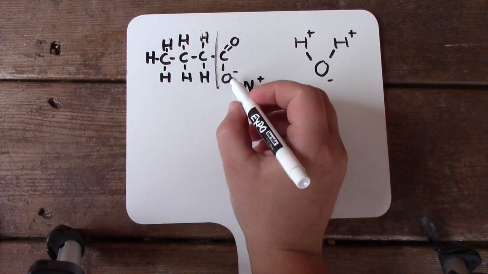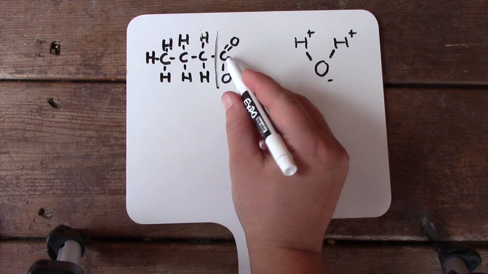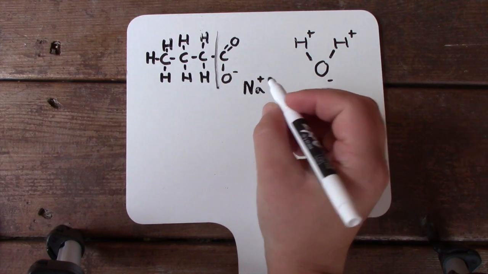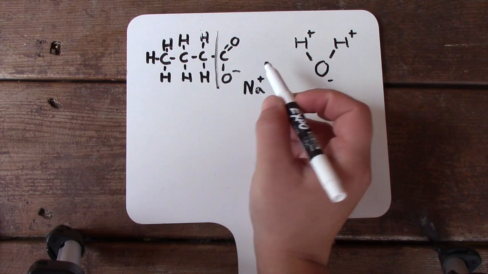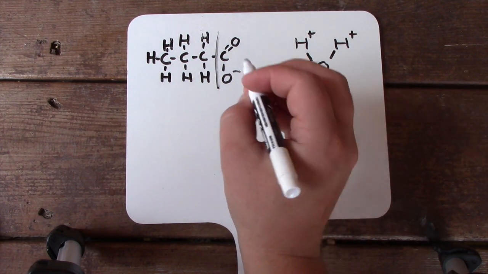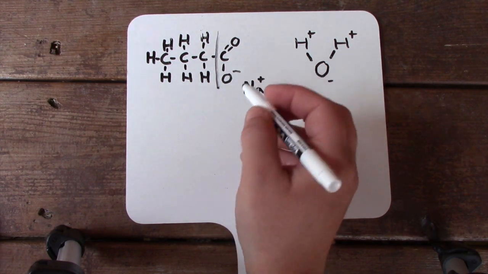But this oxygen only got 1 extra electron from the carbon, so it needed 1 more. So it took it from the sodium, just like in the lye. So now it has its negative charge, and the sodium has its positive charge. The sodium and the oxygen stay together because of their opposite charges.